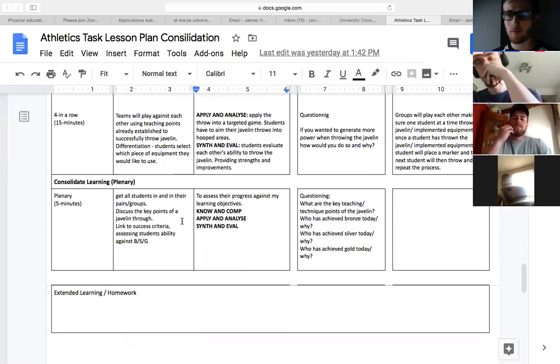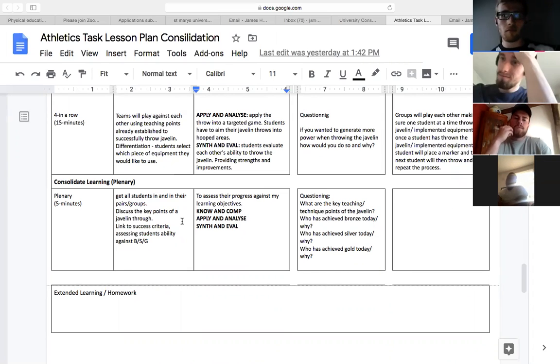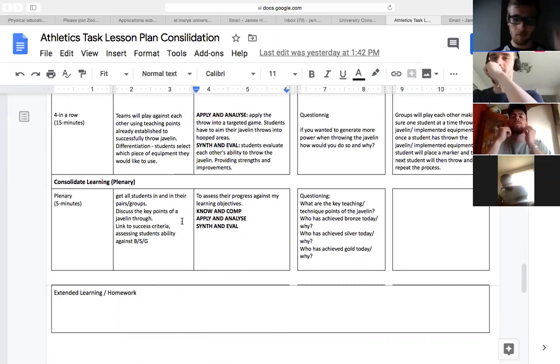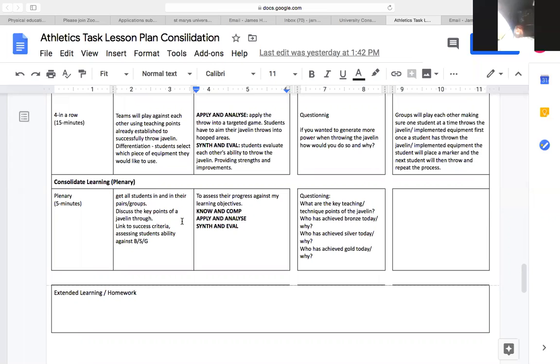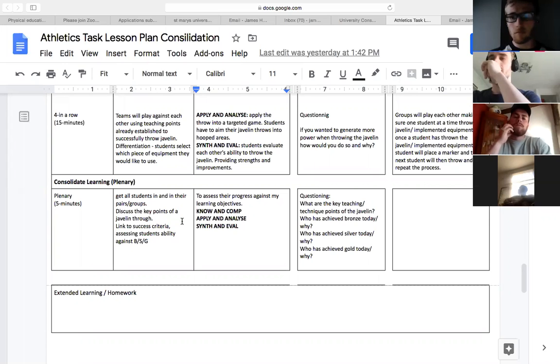Yeah, so in our last game for our session, we've gone for a 4 in a row style competition type of game. So there'll be 2 teams, 1 grid, where alternately one member of the team will come up, throw, place a cone where the actual vortex or javelin landed, and then continue to repeat that pattern until all members in the team have gone.